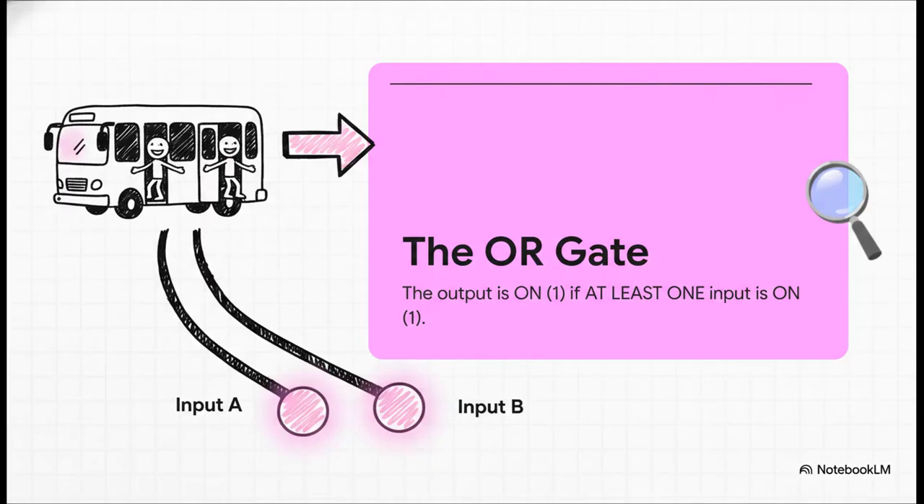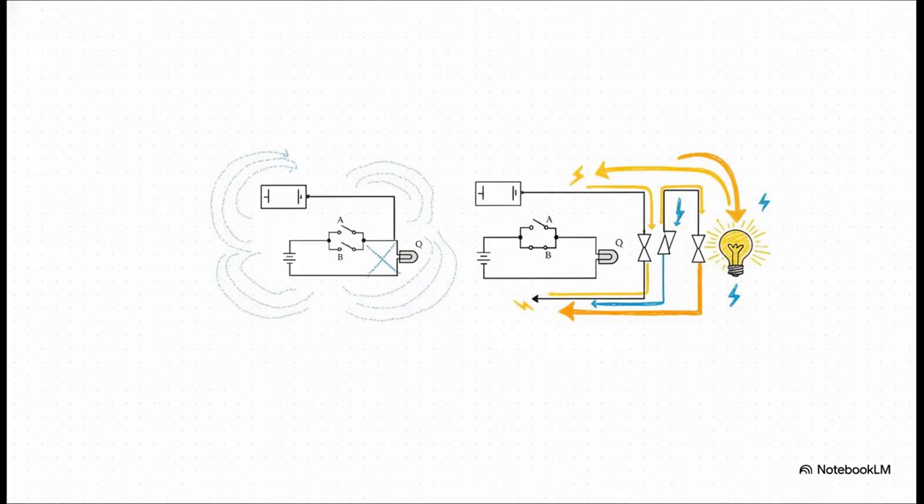All right, next up we've got the OR gate. Now this one is way more laid back than the AND gate. Its rule is pretty simple. The output is on if at least one of the inputs is on. It's like getting off a bus, right? You can use the front door or the back door. Either one works, gets the job done. And you can see its circuit looks totally different. The switches are wired in parallel.